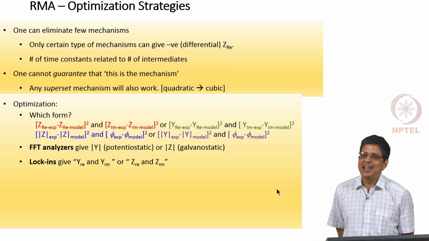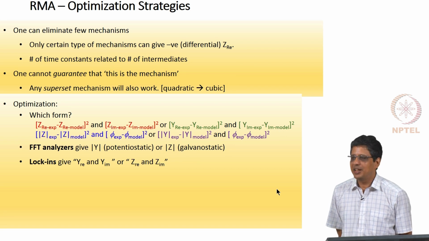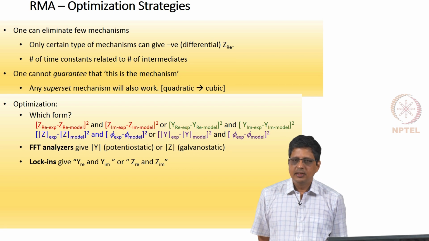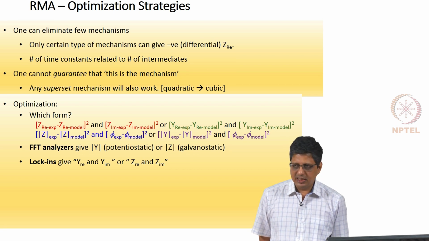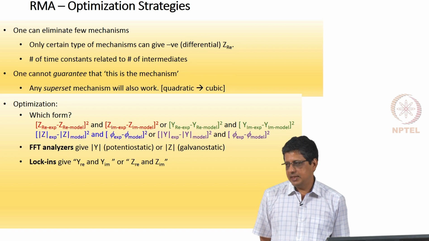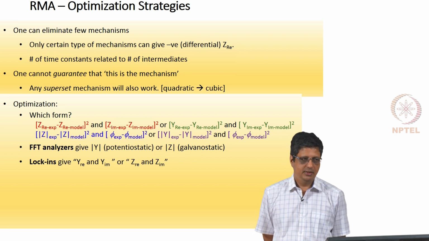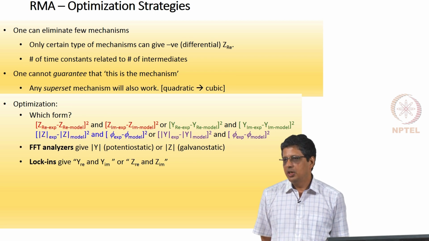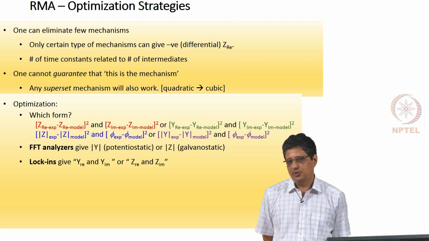Now, when I say I match the experimental data, what I would do is predict data, find the difference between the experimental data and the model data, and when I minimize it, I will say this is a good match. Ideally, it will be 0 error. Now, I have to decide what form to use.